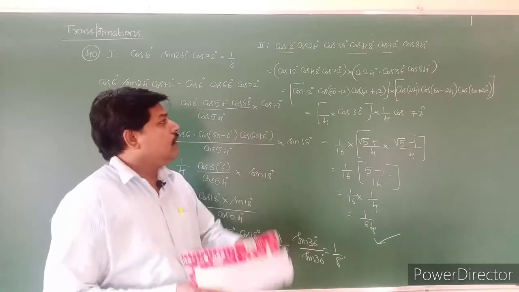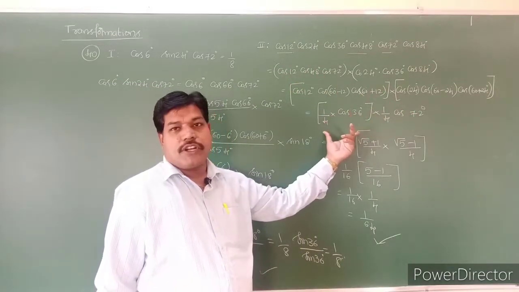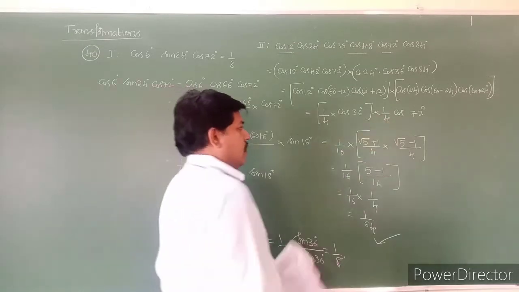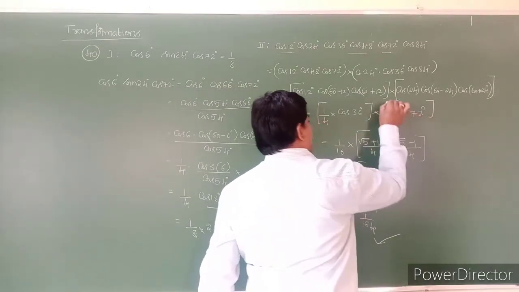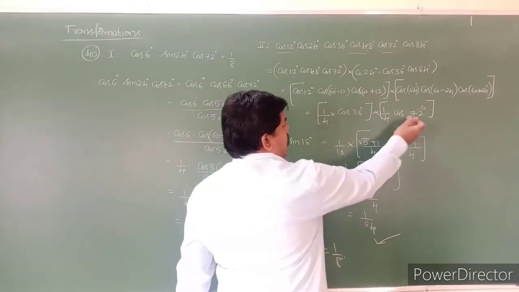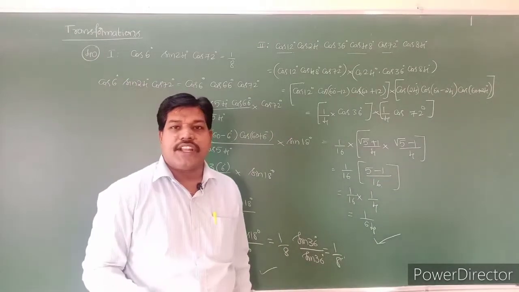Do you understand that? So take the 3 pairs, and you will get 1 by 4 into cos 3 theta. 1 by 4 into 1 by 4 is nothing but 1 by 16. Cos 36 is root 5 plus 1 by 4. Cos 72 is nothing but sin 18. Sin 18 is nothing but root 5 minus 1 by 4.